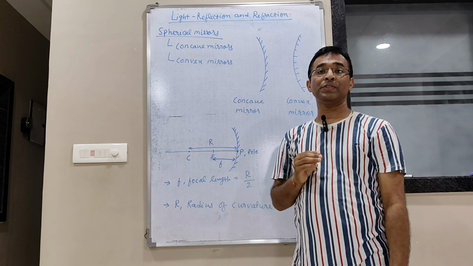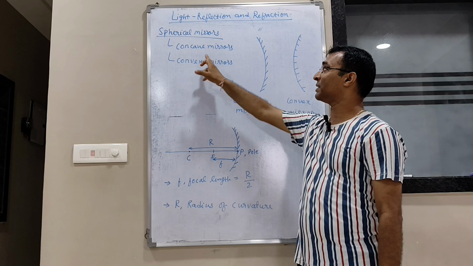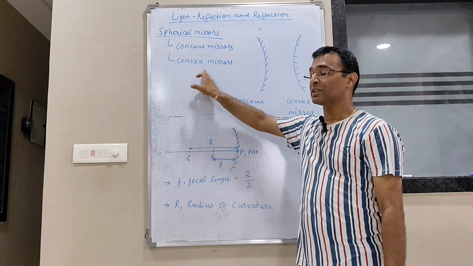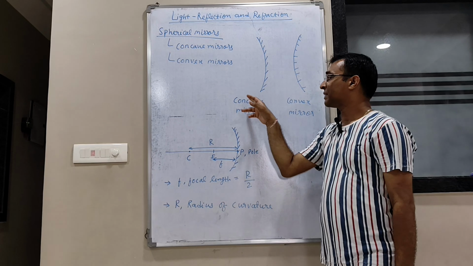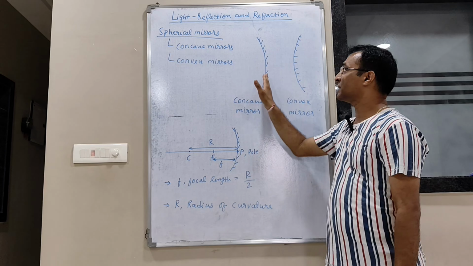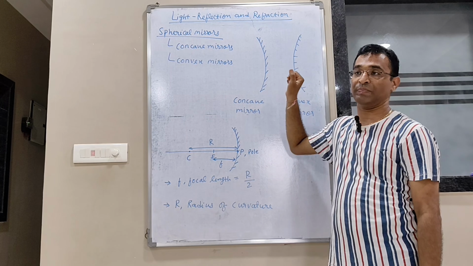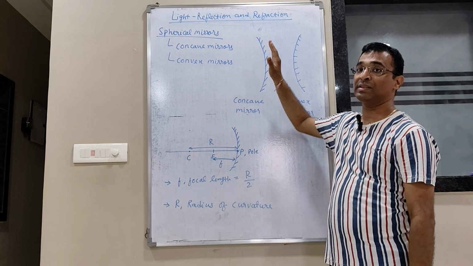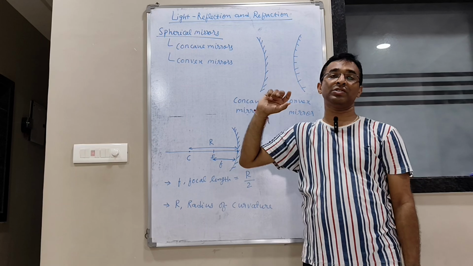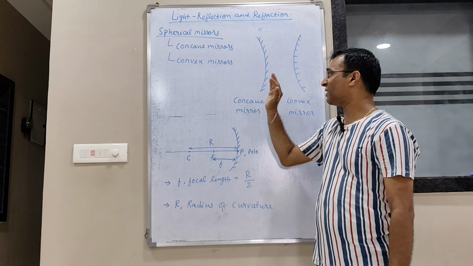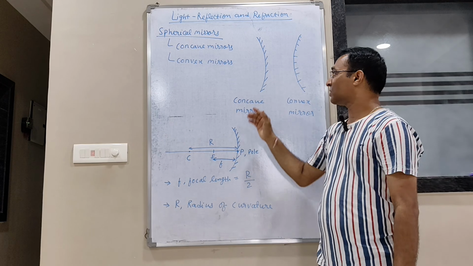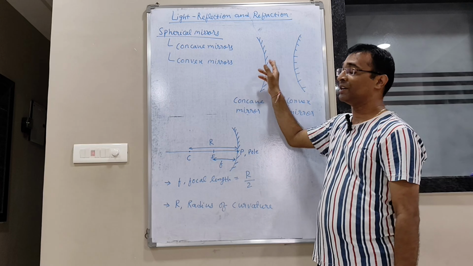There are two types of spherical mirror. First is the concave mirror, second is the convex mirror. So these are the two types of mirror. Concave, this is the shape, and for convex this is the shape. This shaded part is opaque, it is not transparent. We have shaded this part, so light rays cannot move from here to here.